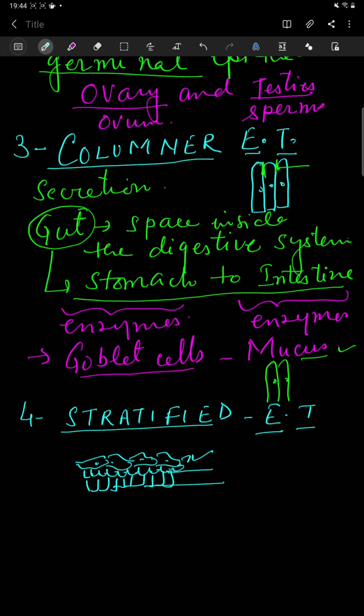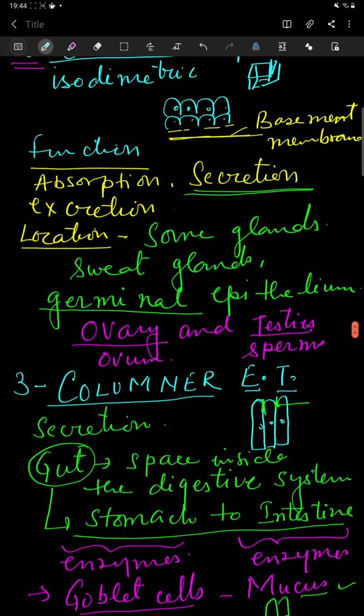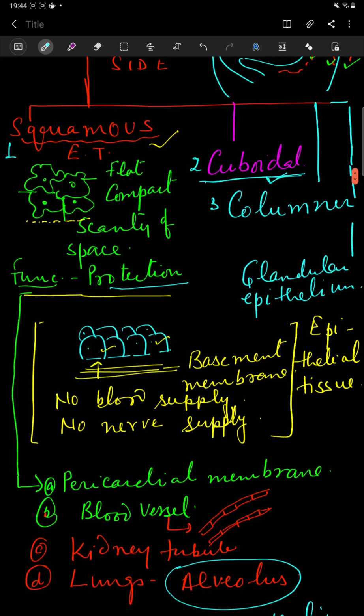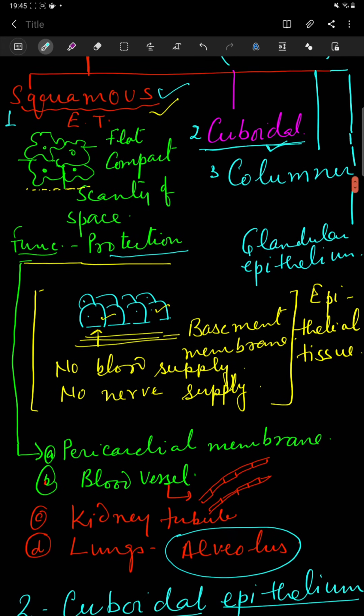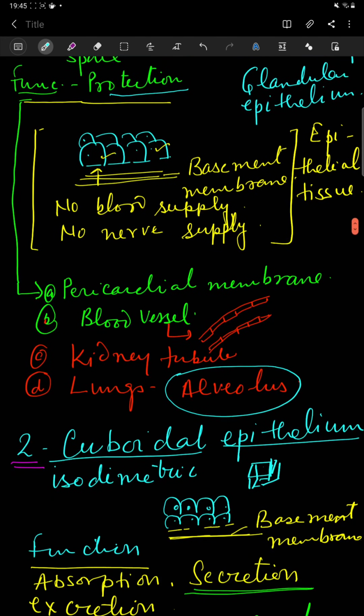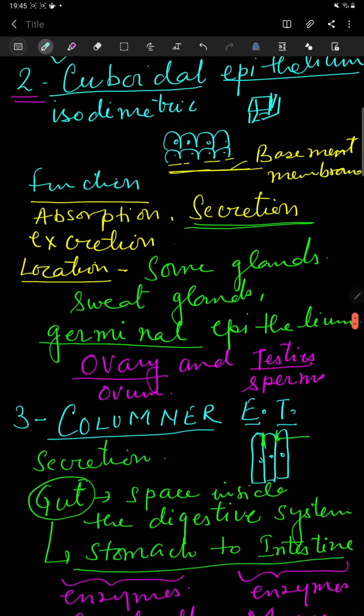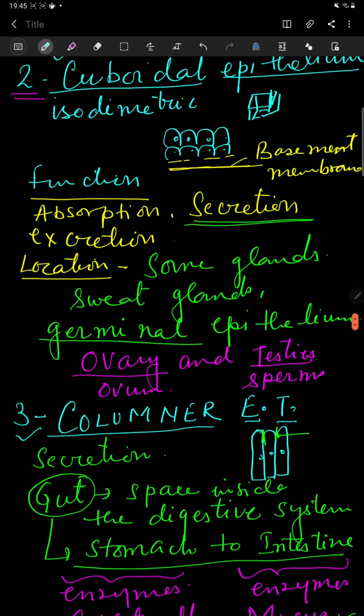Keratinized, a well known example is the skin. Second type of epithelial tissue: we started from squamous epithelium. Then the second one, these are the simple epithelial tissues. First one squamous epithelium, second one cuboidal epithelium, third one columnar epithelium.